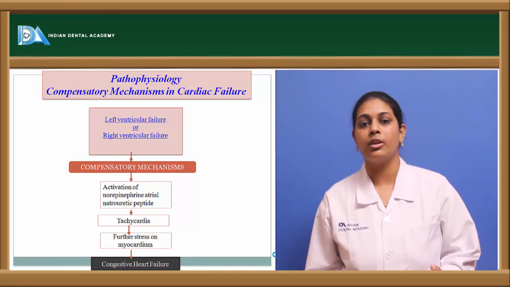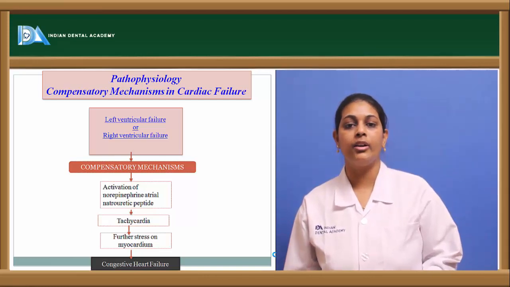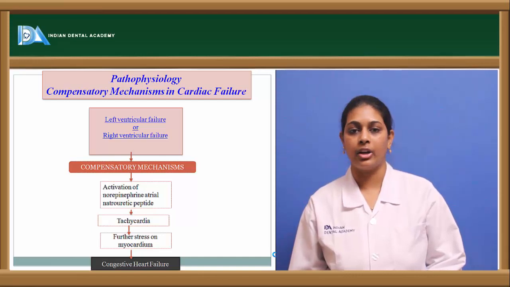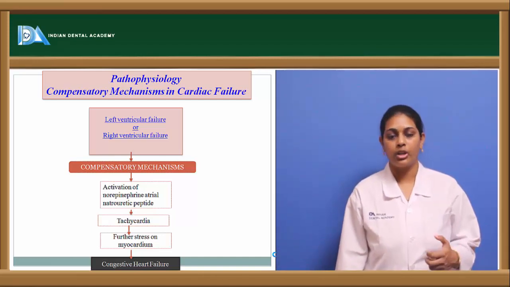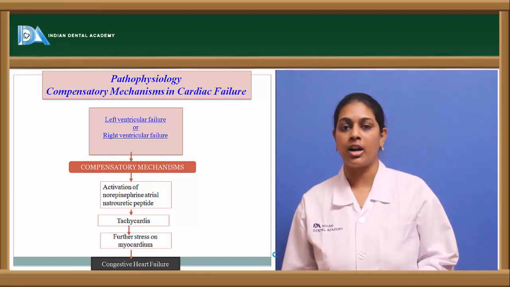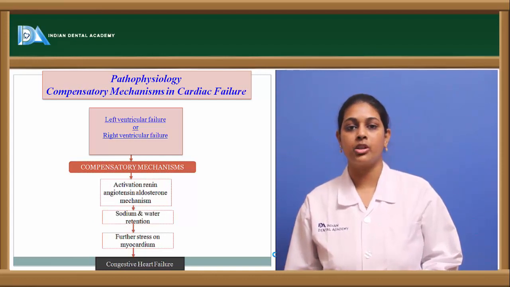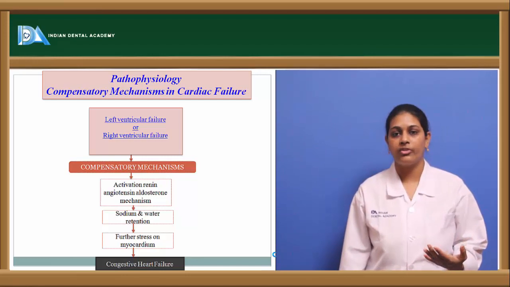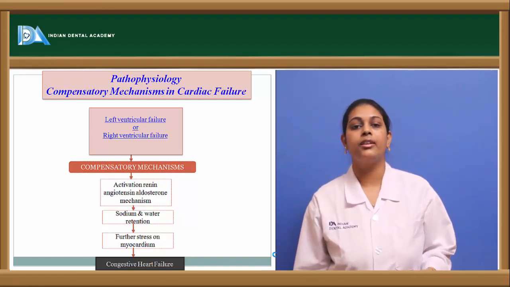This increased stress on the myocardium will result in congestive heart failure, because congestion itself means excess accumulation of fluid within the tissues or the blood. So this is one of the compensatory mechanisms adapted during right ventricular heart failure, or otherwise left ventricular heart failure. Coming to the second compensatory mechanism, there will be activation of the renin-angiotensin aldosterone mechanism, which is usually carried out in the kidney as well as in the liver.